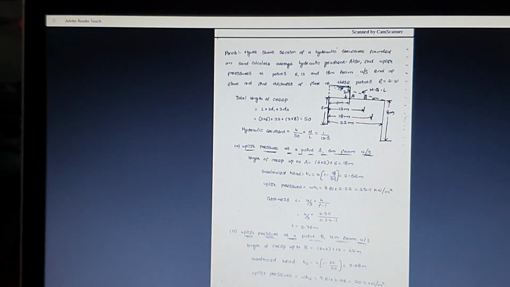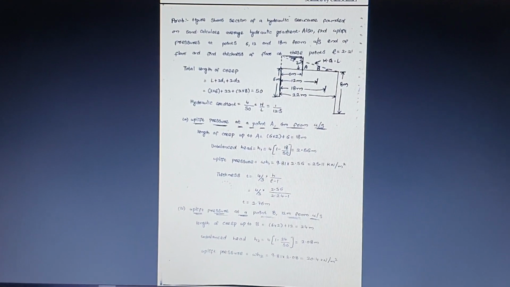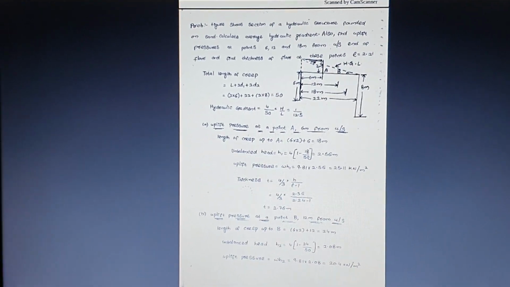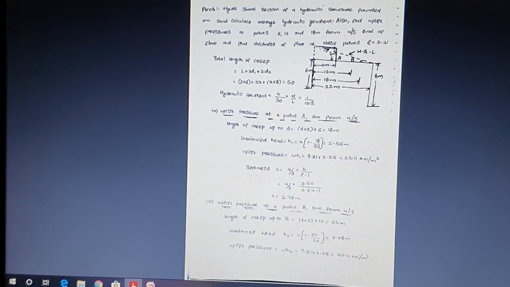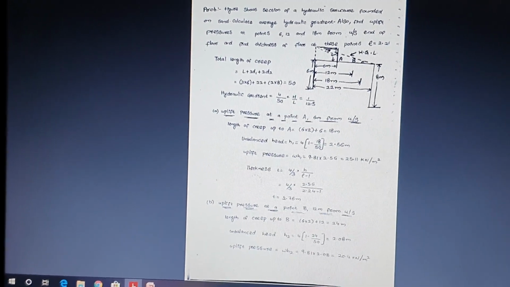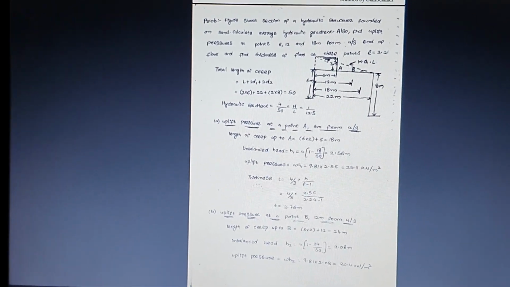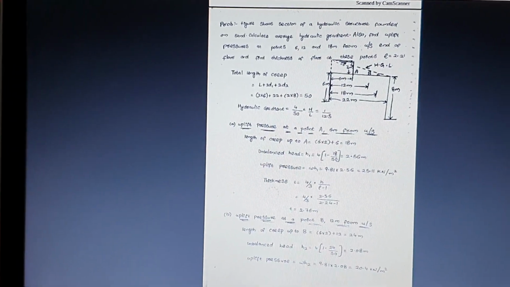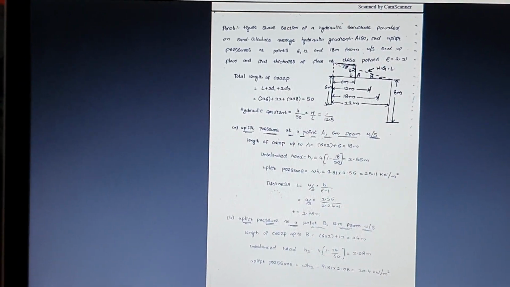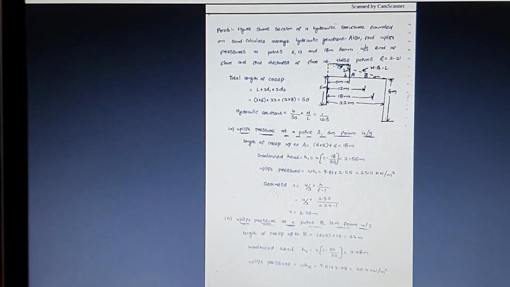Now, what does he have to find? He has to find the uplift pressure at point A, which is 6 meters from the upstream end. So up to A, we calculate the total length up to A, which is 2d1 plus 6, so 2 into 6 plus 6, giving 18 meters. Then we calculate the hydraulic unbalanced head, which is 4, which is capital H into 1 minus the length up to A divided by 50.